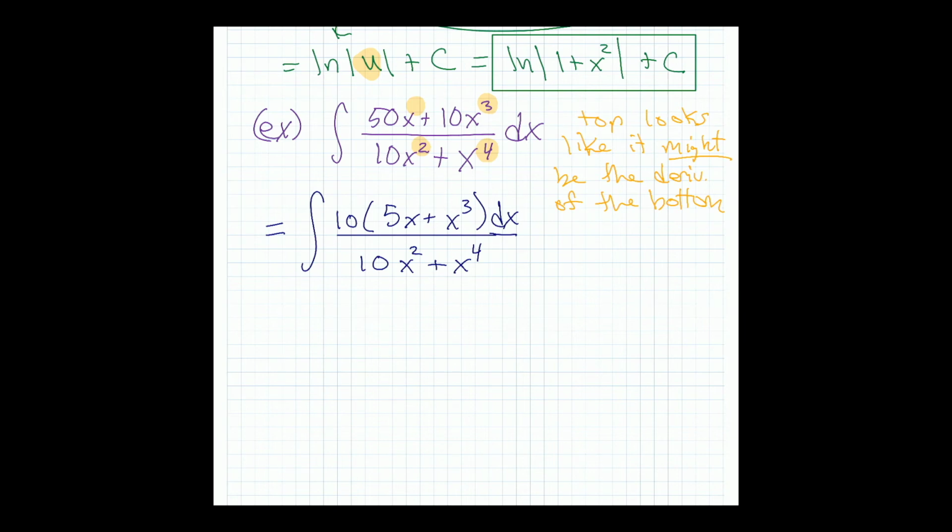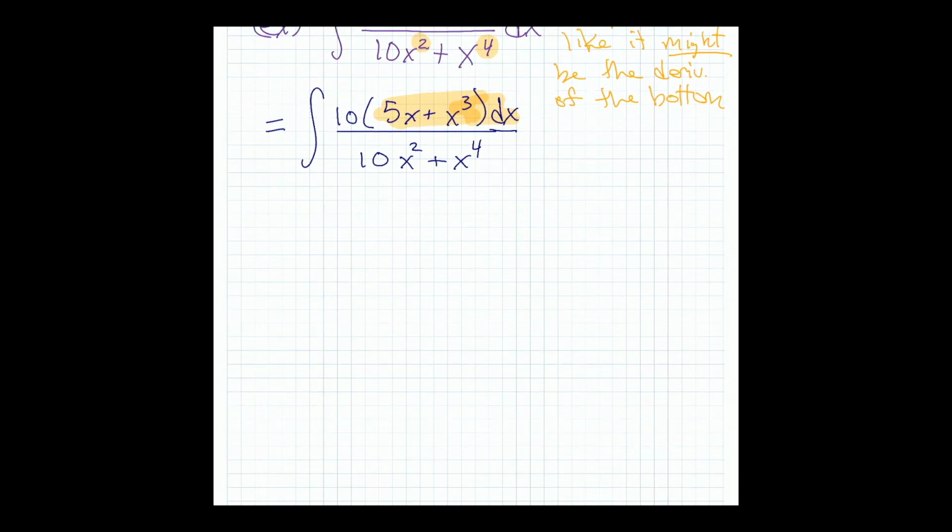All right. And you're doing that just because this is going to be a more convenient form to have. That, and this, is what we'll be trying to match when we do our substitution. Now for the substitution, we want u to be the denominator, same as we did on the other one. du is the derivative of 10x squared plus x to the fourth, so you take your derivative, and you're going to get 20x plus 4x cubed, and I should have a dx there.